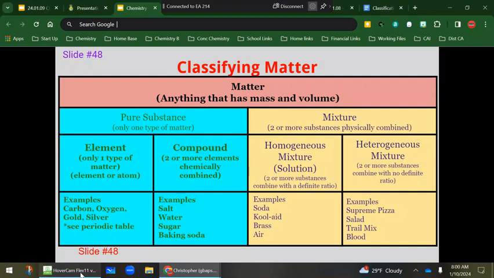The problem is you never know what you're going to get in a salad until it comes out to your plate. Depends on how good the restaurant is. Trail mix. By the way, even blood is actually a heterogeneous mixture. Different things in there that can be separated out. Okay? Questions?